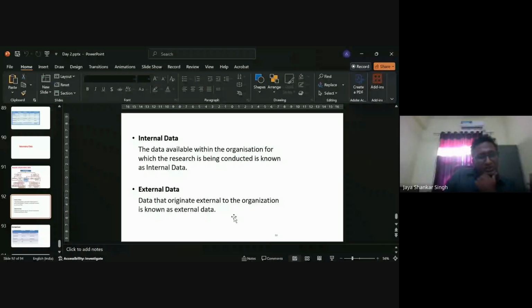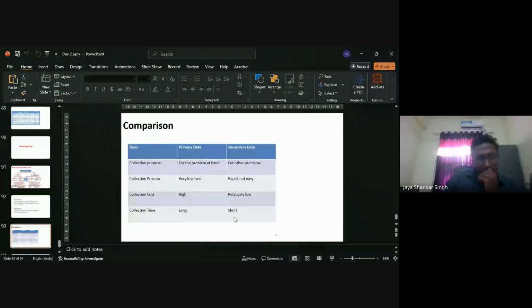So secondary data and primary data are different from internal data and external data. It should be clear to all of you. If the data is available within the organization, you have come up with a research problem for which the data was not collected, and you are using that data for your research, that will be called secondary internal data. And outside data is very self-explanatory.